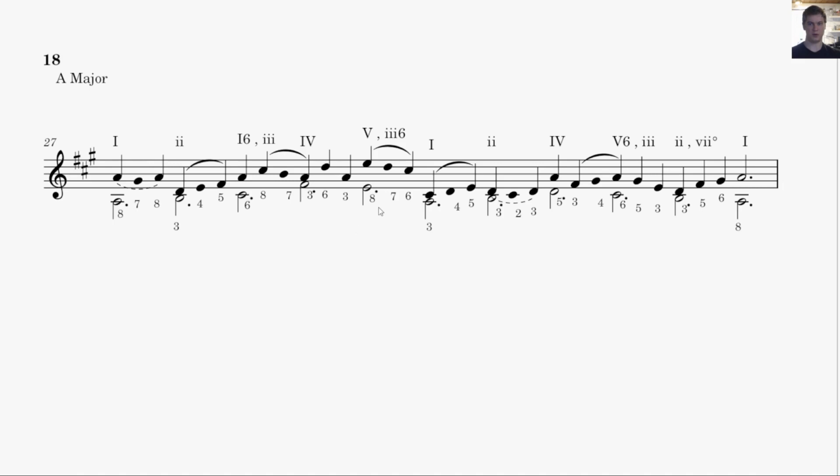Next example, we do see an octave here on beat 1 of this measure, but we see that it is approached in contrary motion as the counterpoint goes up and the given melody goes down. Then we have a fifth, and this one is approached in direct motion. And that's it for this one.